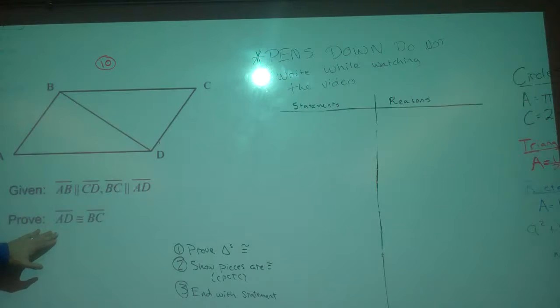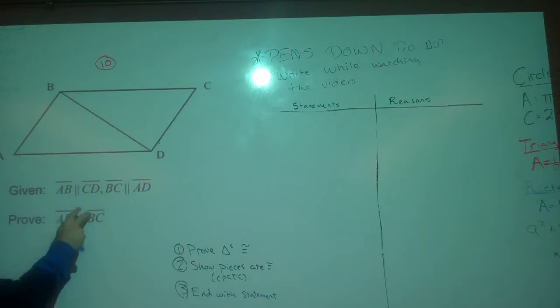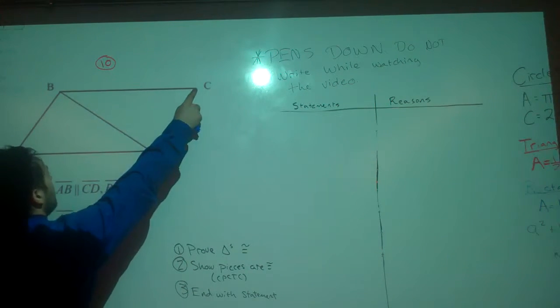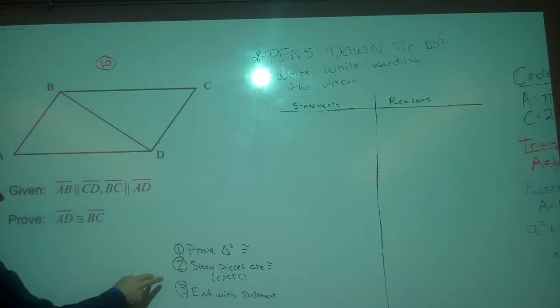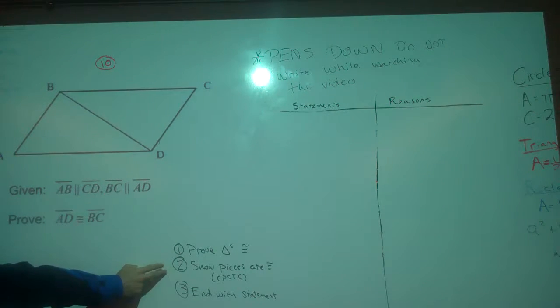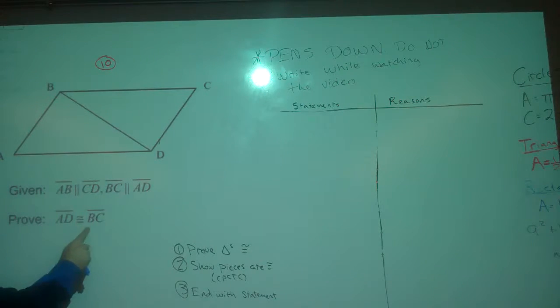The goal of this proof is to show that side AD, this bottom part, is congruent, or the same length, as the top part, side BC. I'm going to start by proving the triangles are the same, and then I can show the pieces are the same by CPCTC. I can say that these two are the same because the triangles are the same.